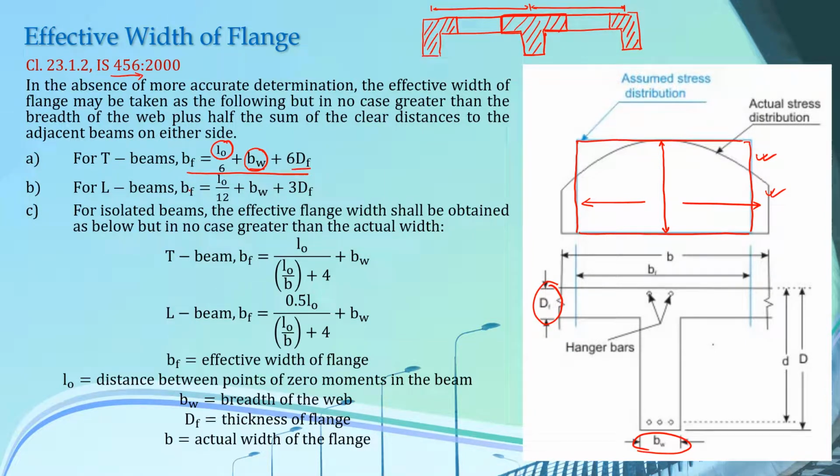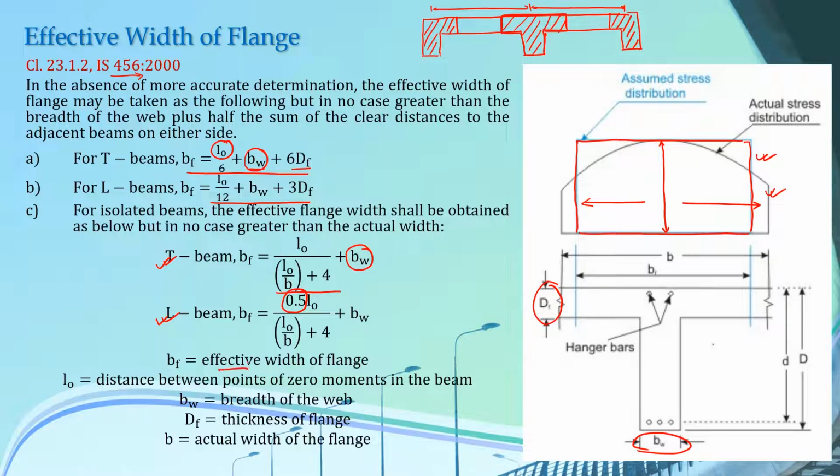Similarly, for L beams, the effective width is given by this formula, and for isolated beams, the effective widths are given by these formulas here for T beam and for L beam. For T beam, it is L0 over (L0 by B plus 4) plus BW, and for L beams, the formula is the same except that we add a 0.5 here.